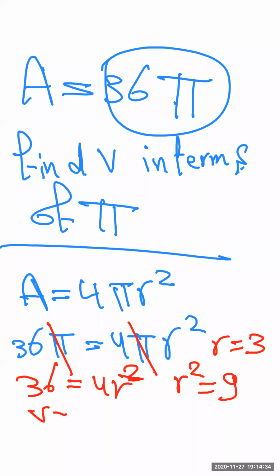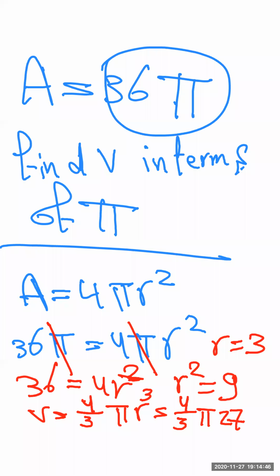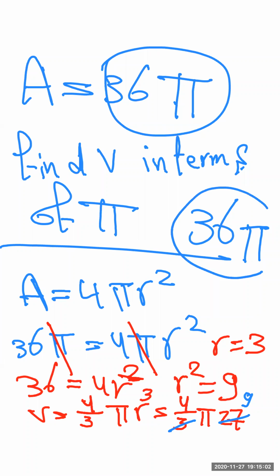Then get the volume: 4 over 3 π r cubed. So 4 over 3 times π times 3 cubed. 3 cubed means 3 times 3 times 3, 27. Simplify it easily: 4 over 27 with 3, so 9. 4 times 9 equals 36π. So this is the volume.